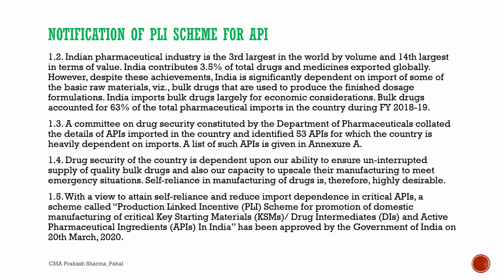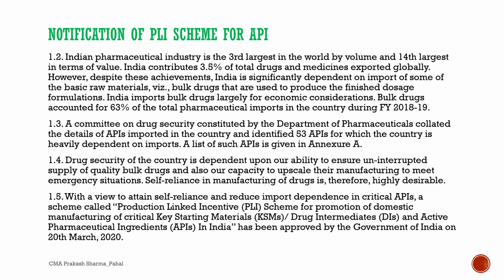Indian pharmaceutical industry is the third largest in the world by volume and 14th largest in terms of value. India contributes 3.5% of total drugs and medicines exported globally. However, despite these achievements, India is significantly dependent on import of some of the basic raw materials, namely bulk drugs that are used to produce the finished dosage formulations. India imports bulk drugs largely for economic considerations. Bulk drugs accounted for 63% of the total pharmaceutical imports in the country during FY 2018-19.